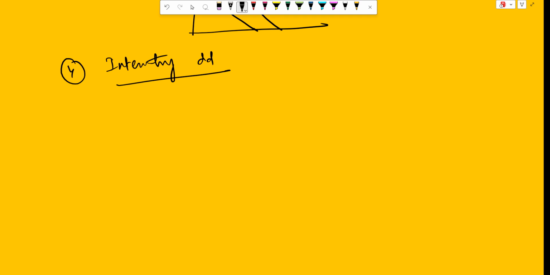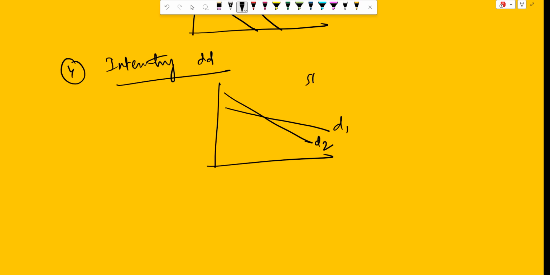DD means here actually demand curve, it's not like DC. So what happens if two demand curves are intersecting each other? Very possible, with two different persons, D1 and D2. This happens because slope and intercept are both different. Very common scenario, can happen in any case.